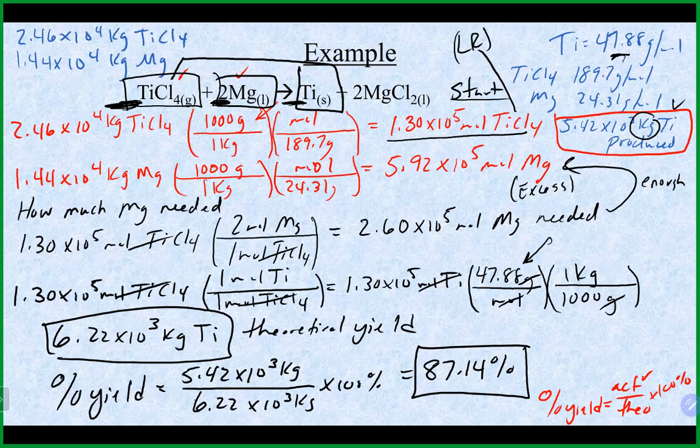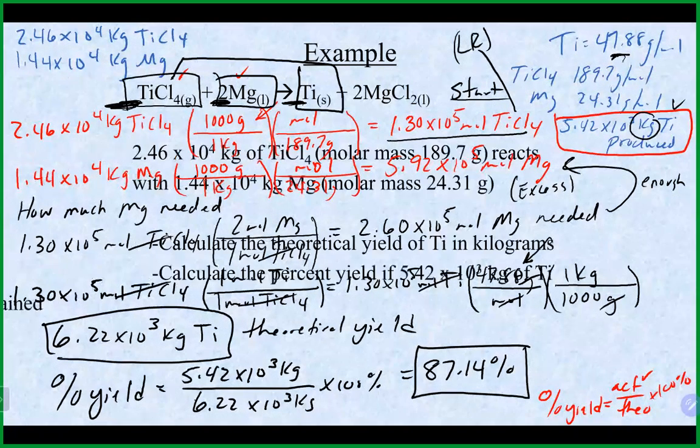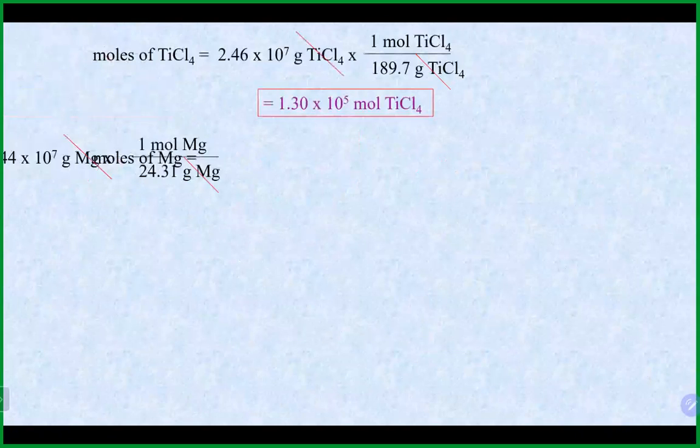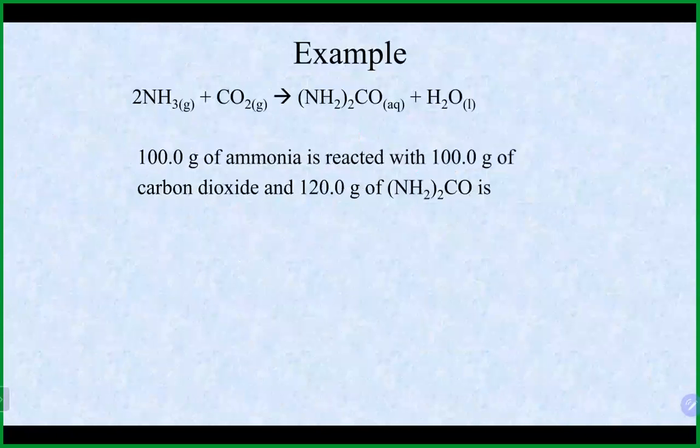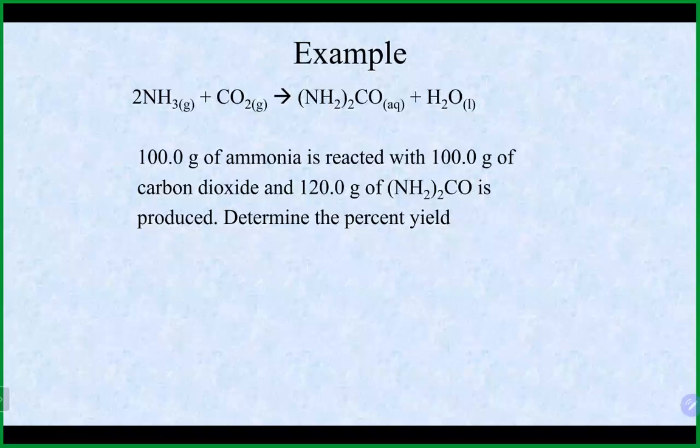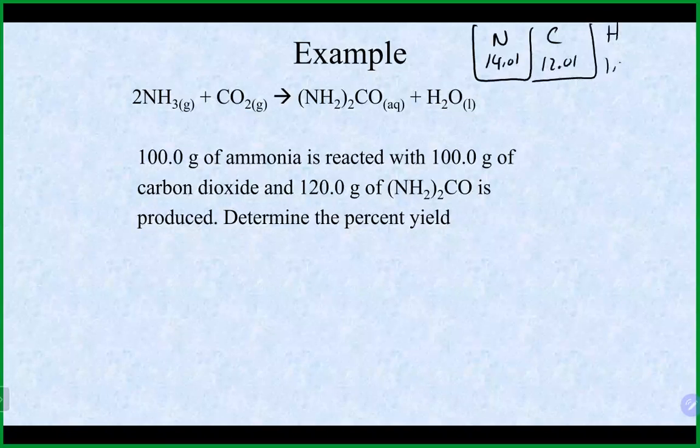Other questions? Let's try one more here to wrap it up. All right, we do this reaction here. We start with 100 grams of ammonia, which reacts with 100 grams of carbon dioxide, and we produce 120 grams of our product. What is the percent yield? Nitrogen is 14.01. Carbon is 12.01. Hydrogen 1.008. Oxygen here 16.